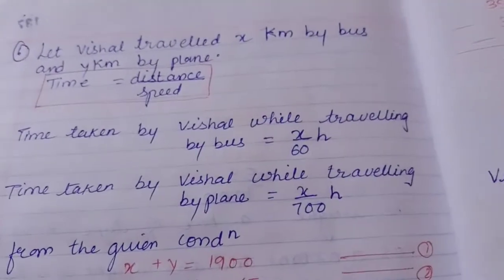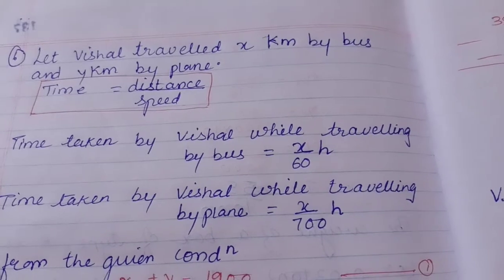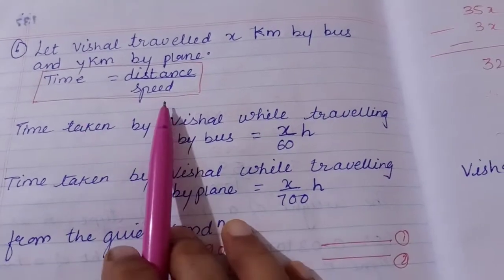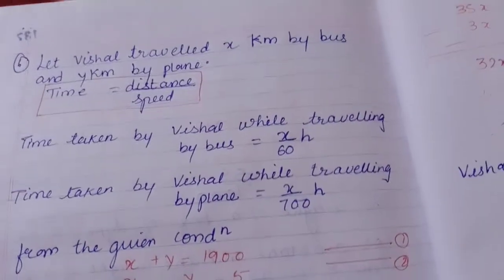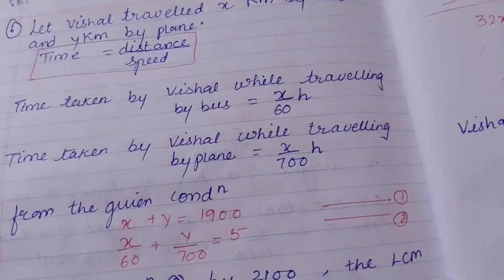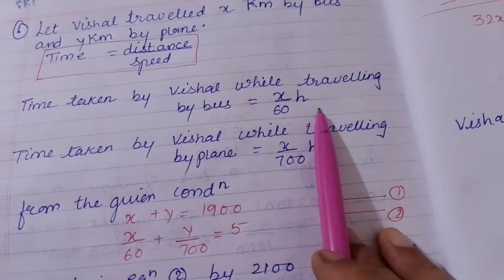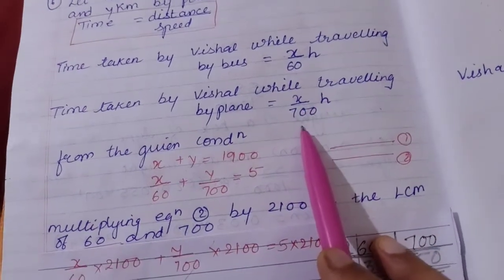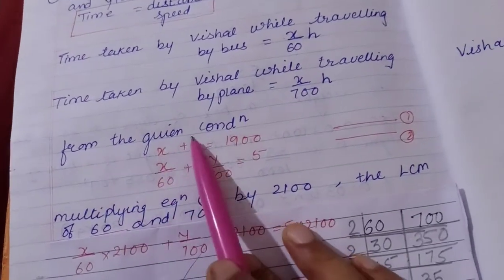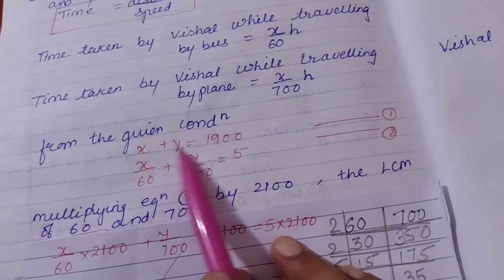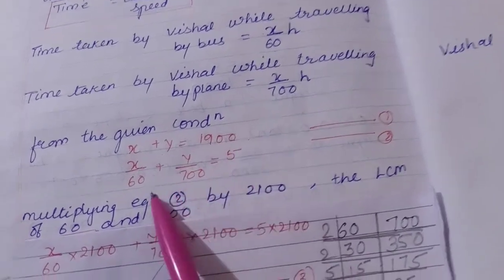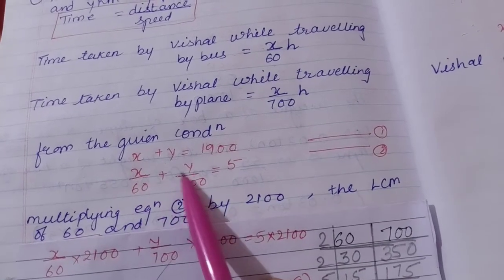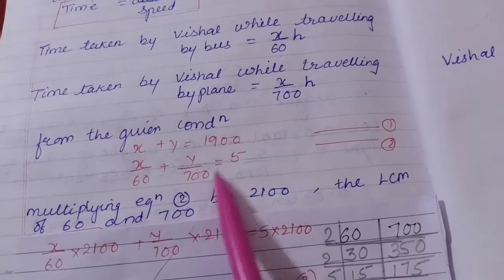First we will write, let Vishal traveled x kilometer by bus and y kilometer by plane. As we know that time is equal to distance upon speed, the time taken by Vishal while traveling by bus will be x upon 60 hours, and the time taken while traveling by plane will be y upon 700 hours. So from the given condition, first we get x plus y equal to 1900, and by the second condition it will be x upon 60 plus y upon 700 equal to 5.